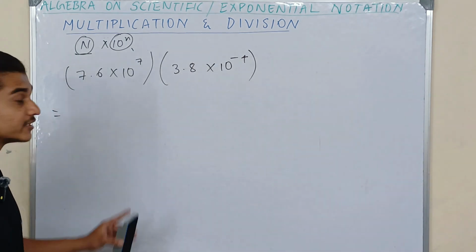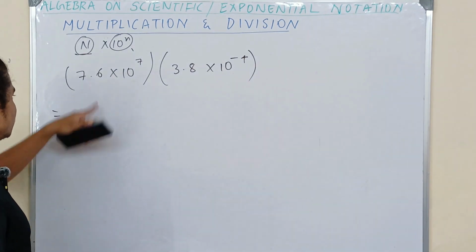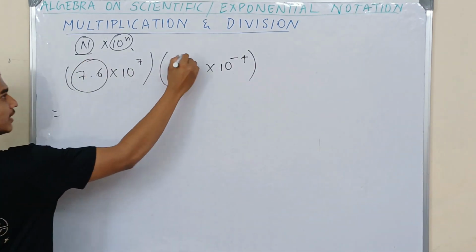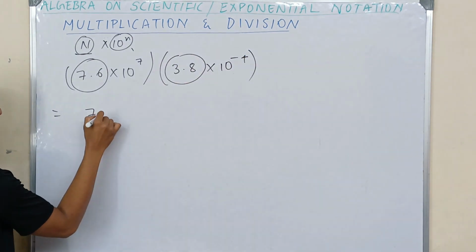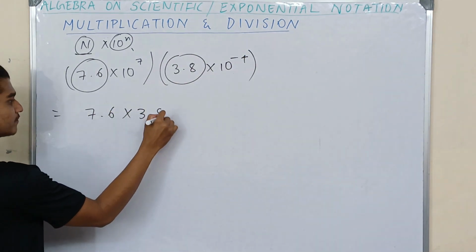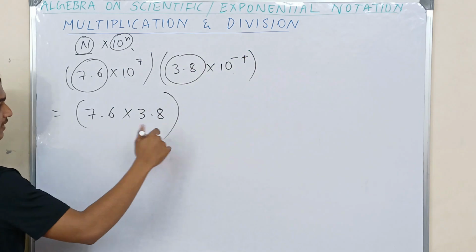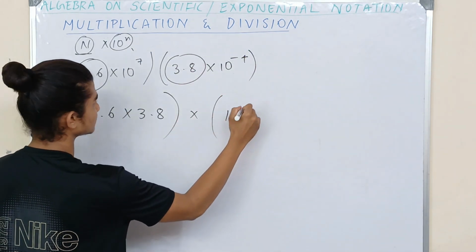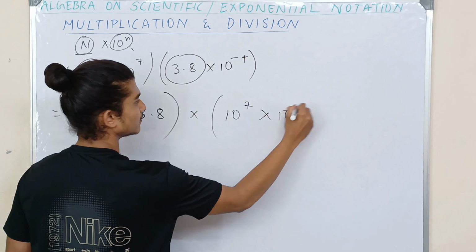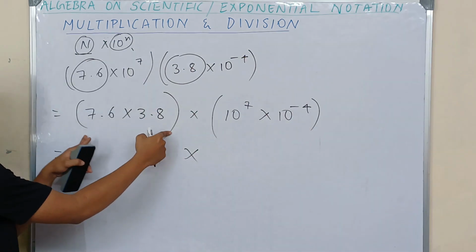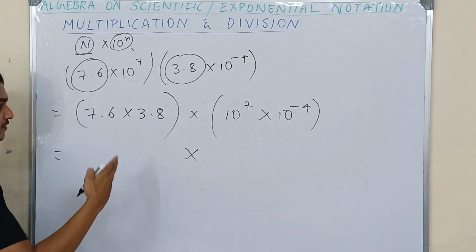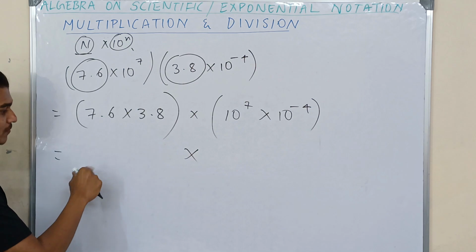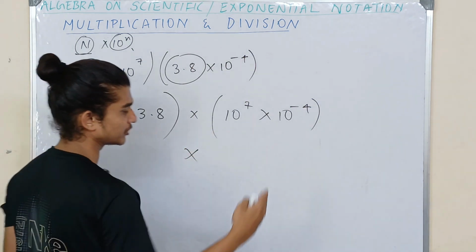The second example is written over here. As I told you, first you take the capital N parts and write them separately. So 7.6 into 3.8, you're going to write in a bracket, into, you're going to take their exponents and write them separately: 10 power 7 into 10 power minus 4. For the numbers, you're going to take the calculator and just multiply these two numbers and write it over here, whereas for the exponents, you can use the rule.